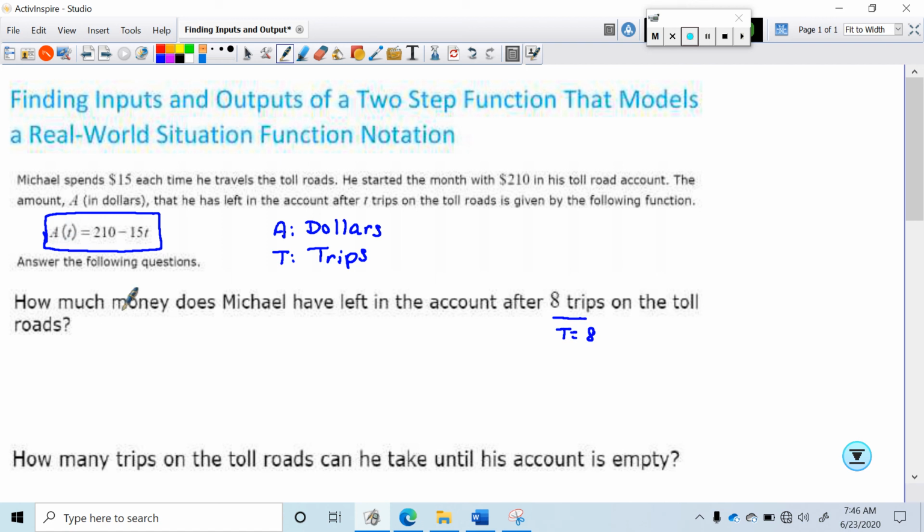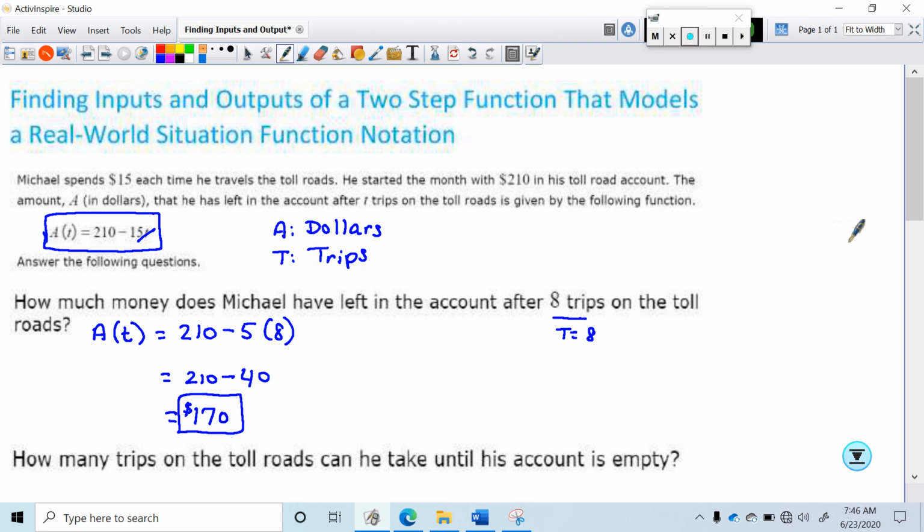So I'm going to just say A of T, that's the dollars, equals 210 minus 15 times T. Instead of T here, I'm going to put an 8 because that's what we said it was. So 210 minus, we're getting rid of parentheses by multiplying first. 15 times 8 is 120. 210 take away 120 is 90. So how much money does he have after 8 trips on the toll road? He has $90.